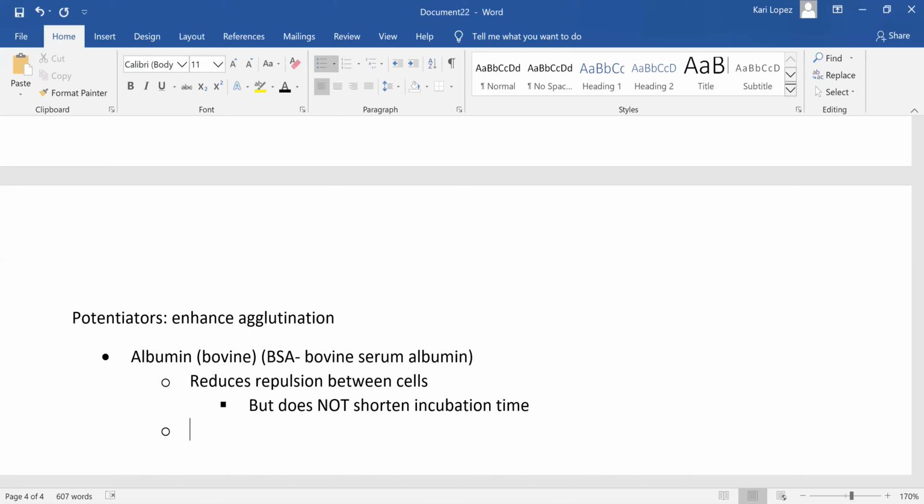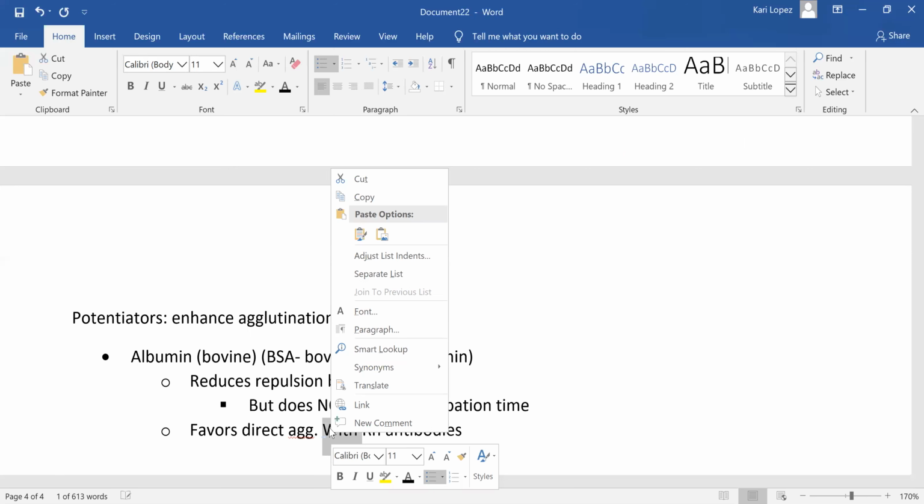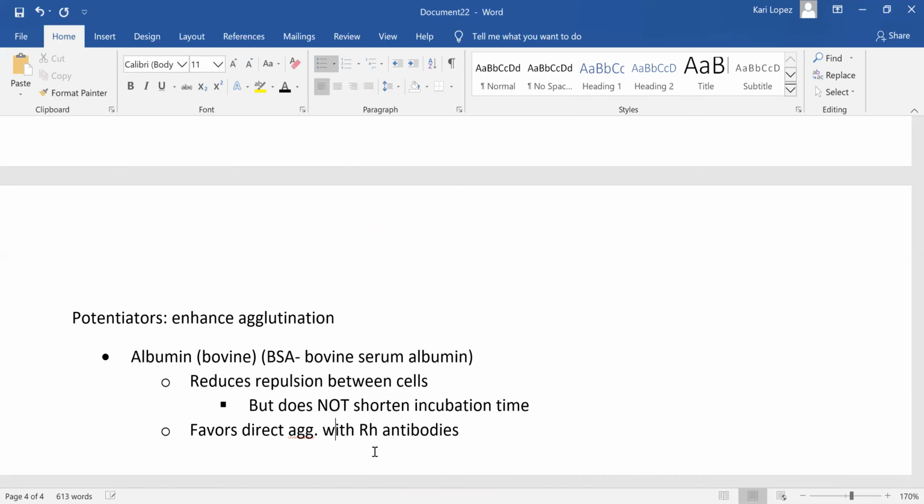It favors direct agglutination with Rh antibodies. And then, what does this one in between do? It enhances sensitivity of the IAT.